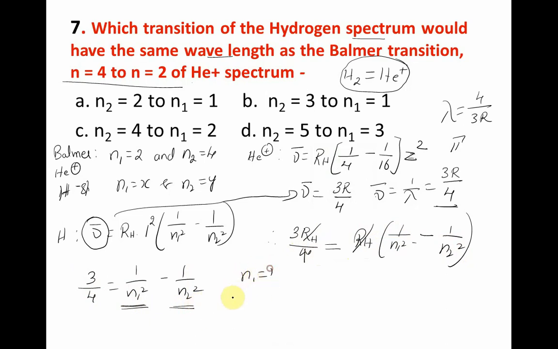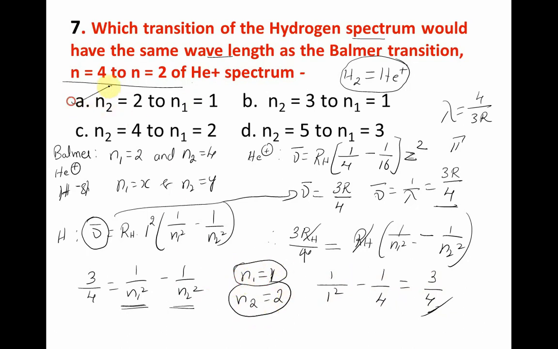Consider if n1 is equal to 1 and n2 is equal to 2. So substitute this into this equation, we get 1 by 1 square minus 1 by 2 square, that is 1 minus 1 by 4, so 4 minus 1, 3 by 4. So this is the right answer. So n1 value should be equal to 1 and n2 value should be equal to 2. So option A is the right answer.